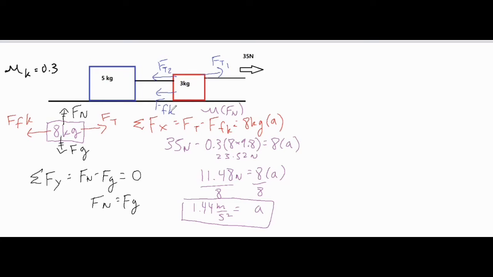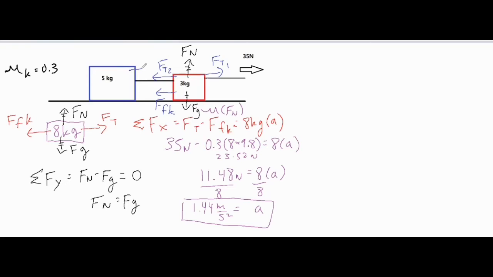Force of kinetic friction because it's sliding. And then we have our vertical forces, again, which aren't as significant. Force of gravity down, normal force up, which are going to be the same value, opposite directions.